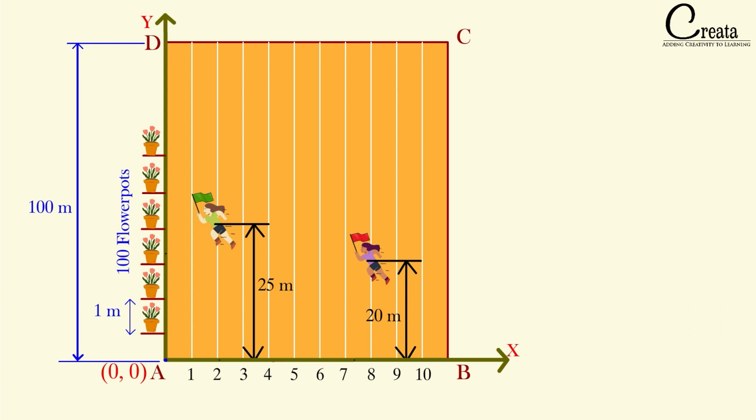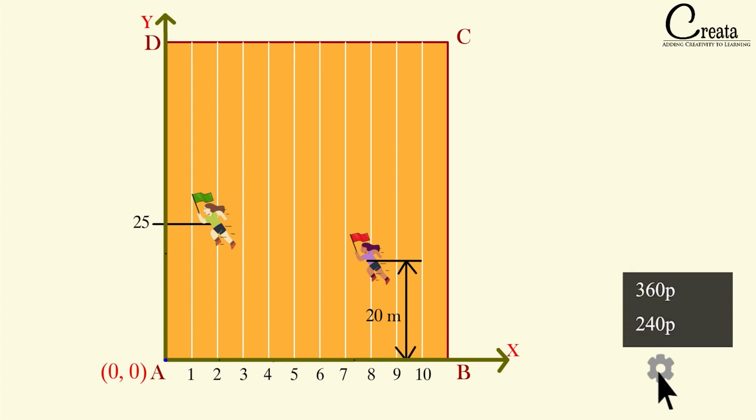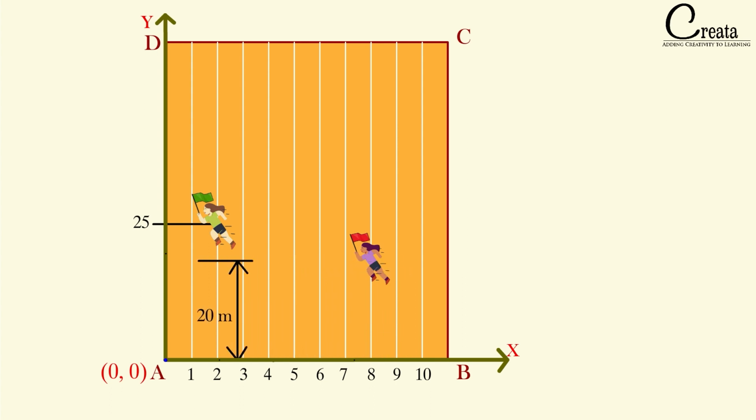Niharika runs up to the distance of 25 meters, basically up to the coordinate of 25. We have divided the y-axis into 100 coordinates. So Niharika posts the flag at the coordinate 25 and Preet posts the flag at the coordinate 20.